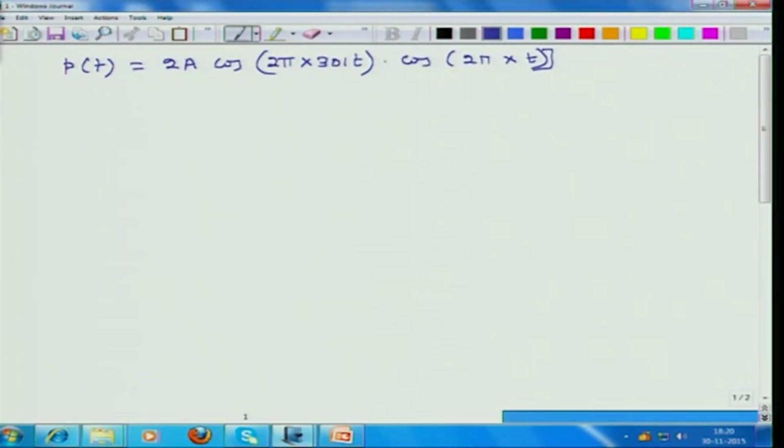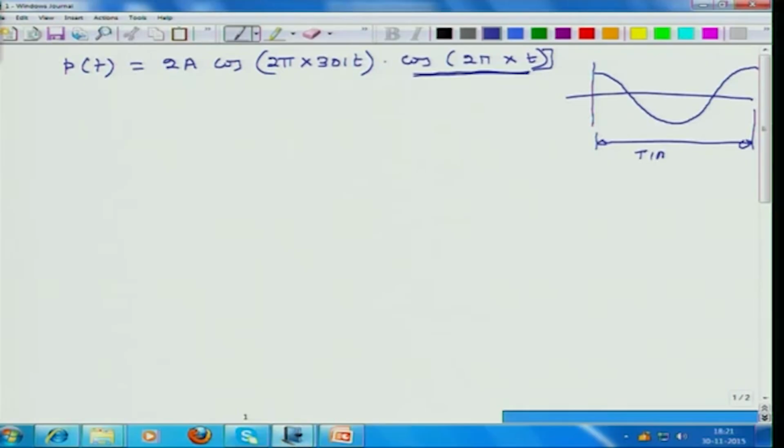Okay. Now if I am going to plot this function, it will appear like this, and this is going to be the amplitude and time period, and this will be 1 second, because the frequency here is 1 hertz. 302 minus 300 divided by 2 is 1 hertz. If I plot this other function, then it will look like this.